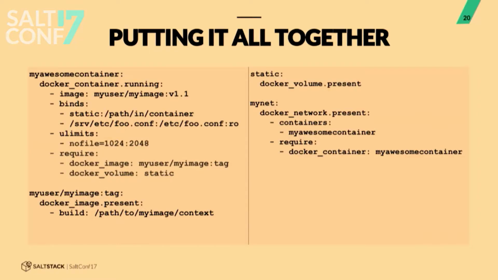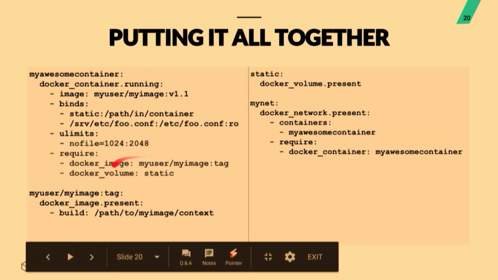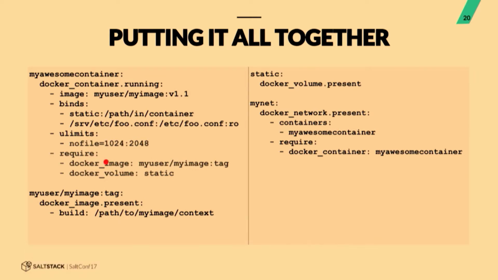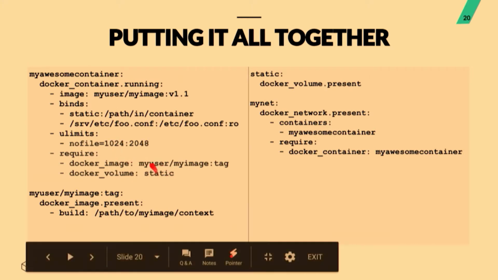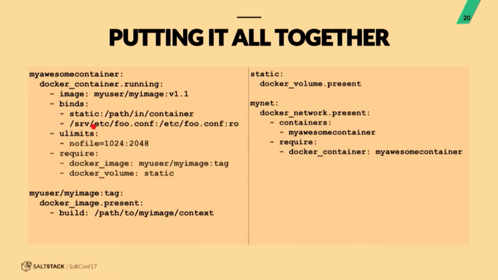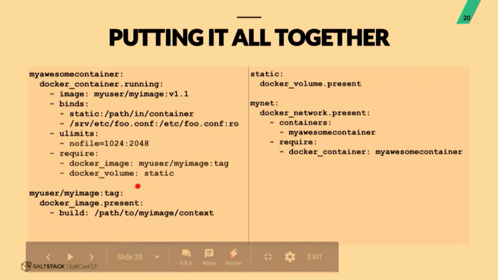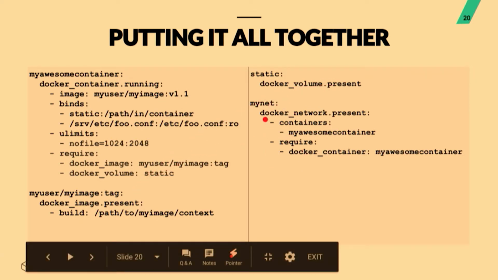So here's our configuration example using all 4 states. And you can see we have some requisites set up here. This is making sure that we have the actual image that we need before we try to run the Docker container.running state, and make sure that we have the volume that we've configured here before we run that, and then that we make sure that the container is created before the network is.